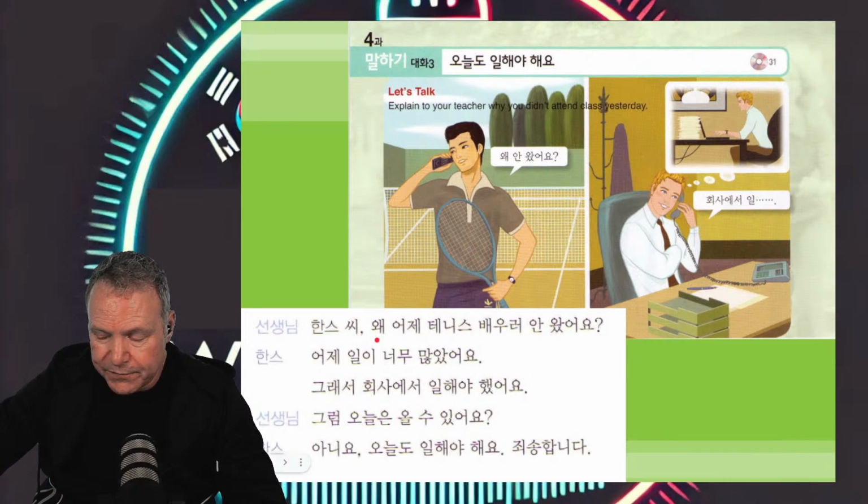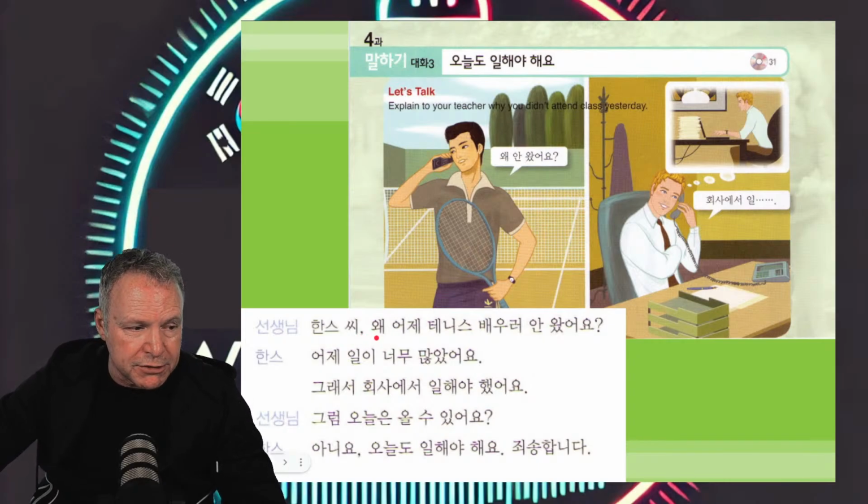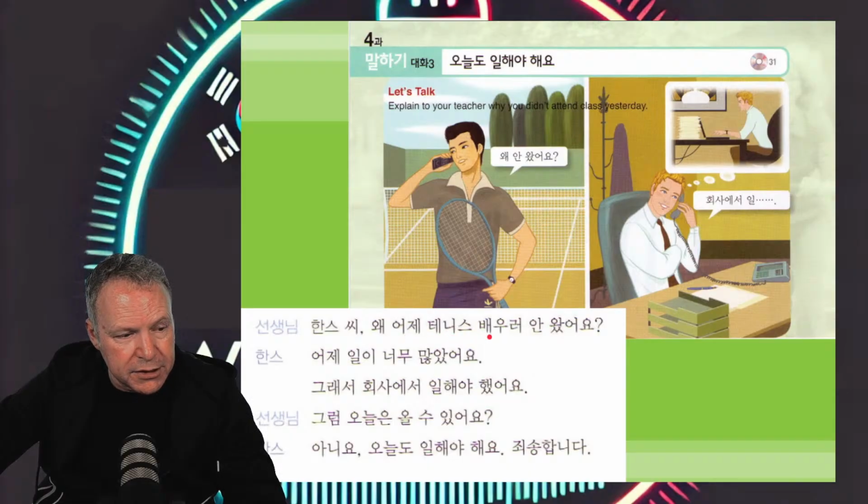Hans 씨, 왜? Remember, I keep saying focus on question words. Make sure you have all of your question words down. 왜 means why. 어제, yesterday. 테니스 배우러 안 왔어요. So when you get this 러 on the end of a verb, it means like in order to. So 배우다 is to learn. 테니스 배우러, in order to learn tennis. 안, the negative, 왔어요, to come, and past tense. So didn't come. Yesterday, tennis, in order to learn, didn't come. Why didn't you come to learn tennis yesterday?